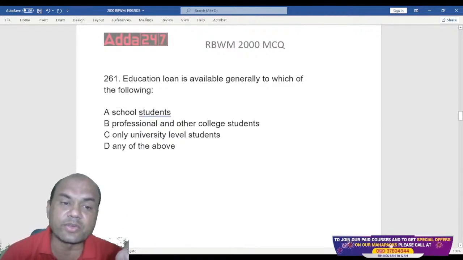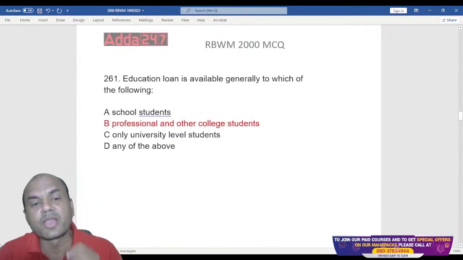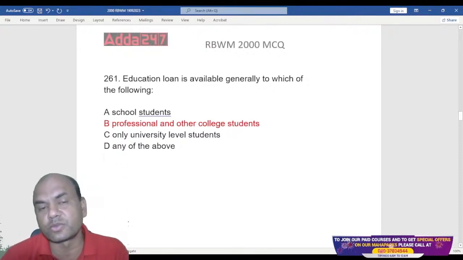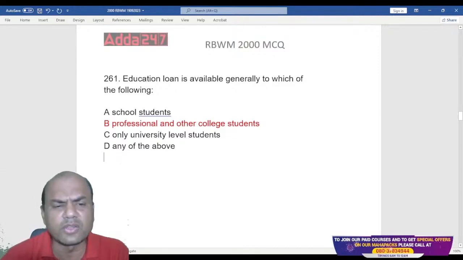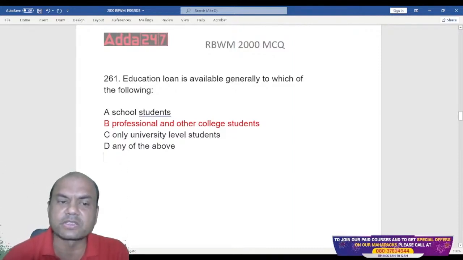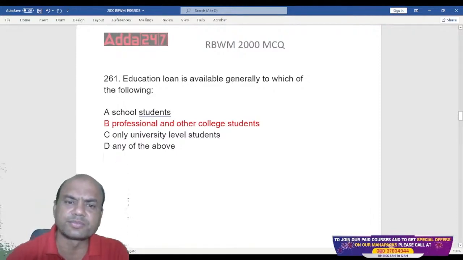So the right answer for this is what? Professional and other college students. Okay. So education loan is given to these guys, professional and other college students. Only university level student, that's not the right answer. It can be to professionals also, means CAs. They're also given the education loan.